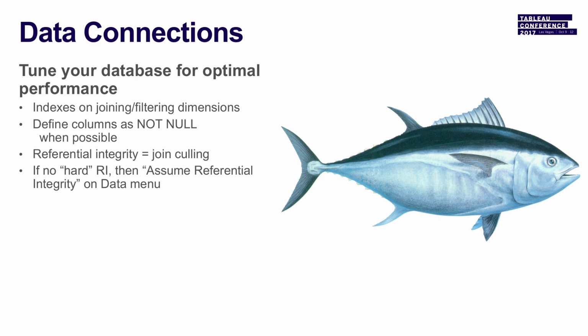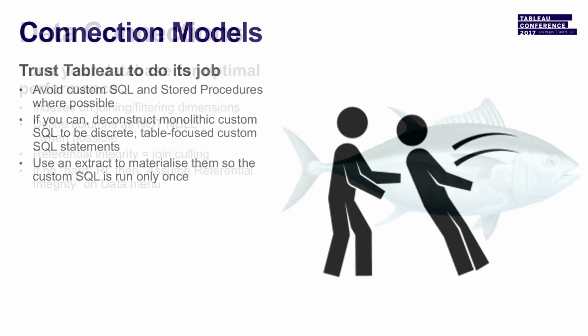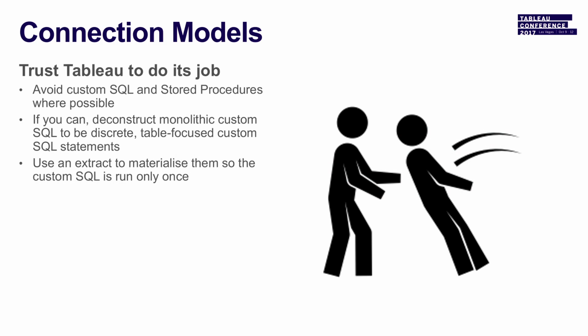Referential integrity, how the tables know about each other, becomes really important because that's foundational to join culling, which means we can drop tables from our queries. You've got to trust Tableau to do its job. How many people here use custom SQL? It's not a bad thing, but you just have to be really careful with it. How many people here, when they use custom SQL, make sure that they push it into an extract and don't use live connections? That's the best practice.